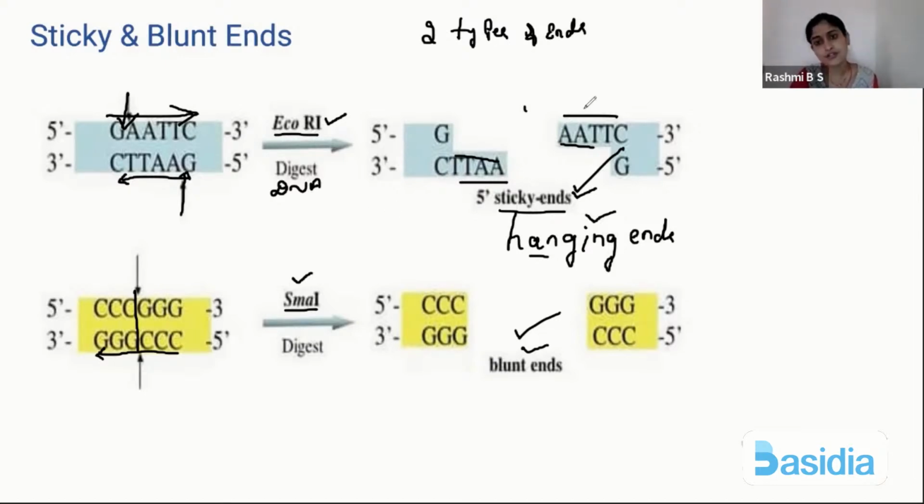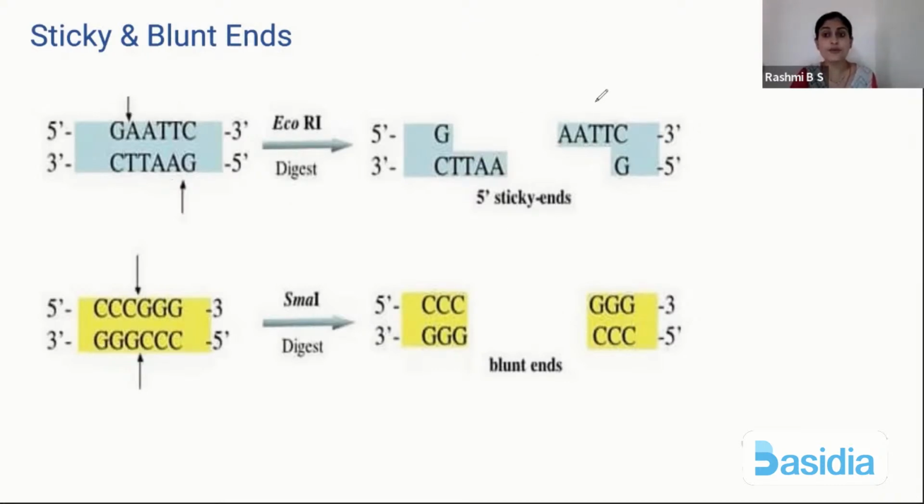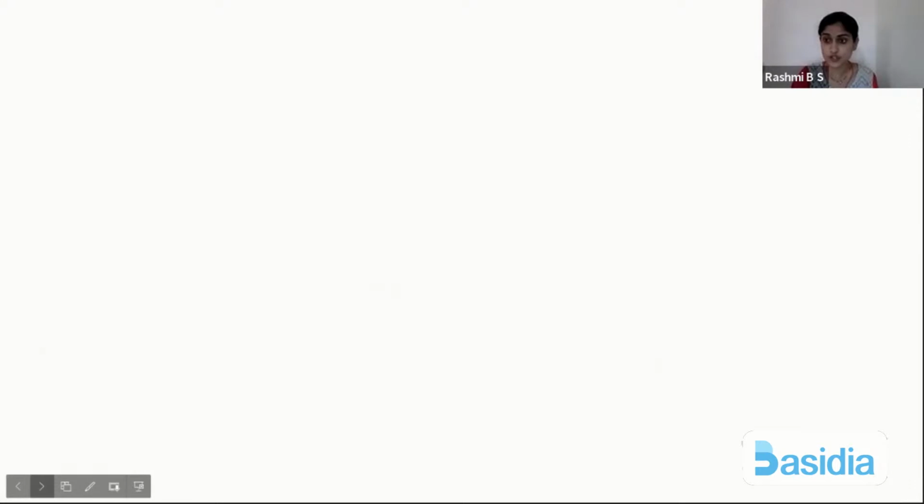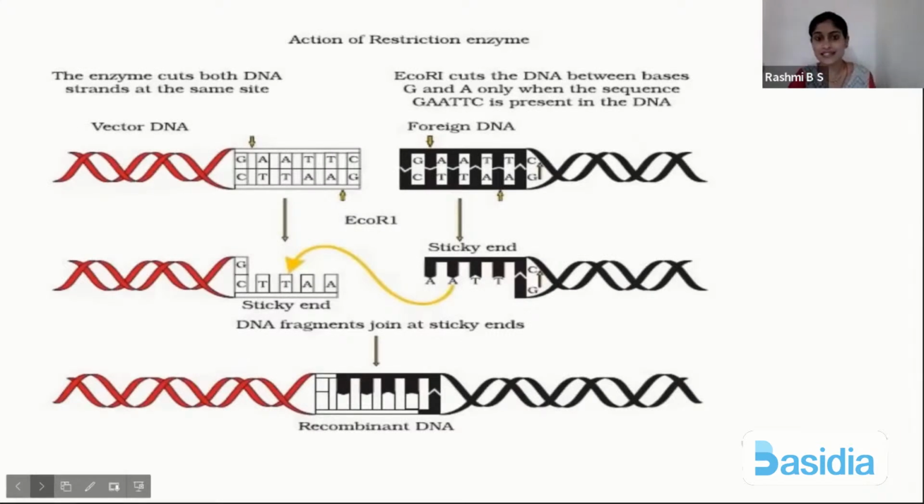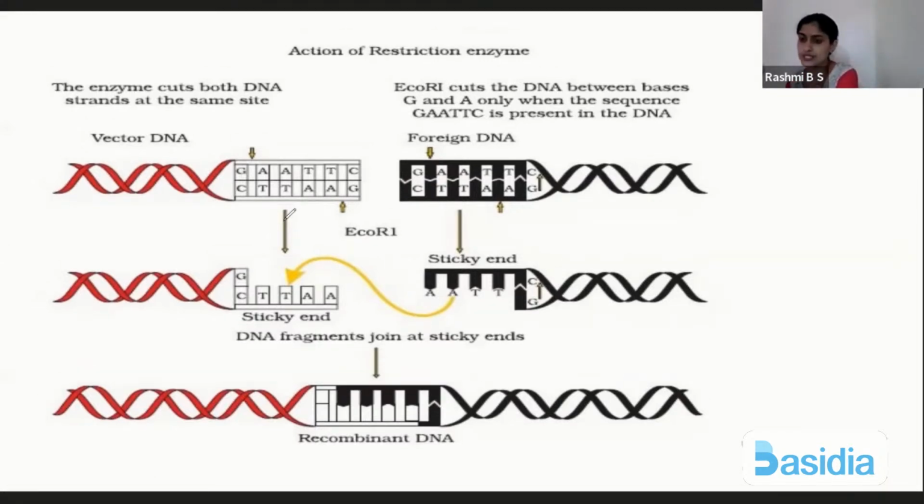Okay, I hope it's clear now. So now with this information about the ends of the DNA fragments after restriction digestion and types of ends, let us see what is there for you. Next slide. Okay, children, this is a very beautiful slide. This picture is from your NCERT textbook. I just want to show you something here.